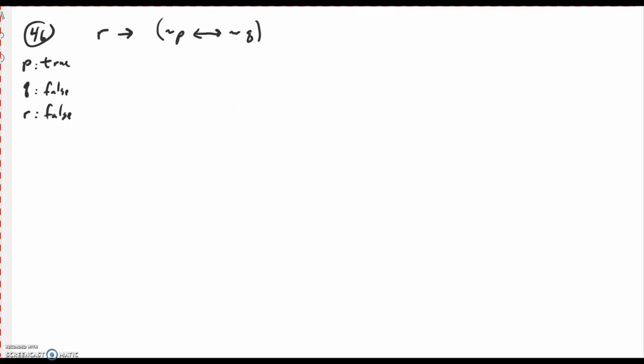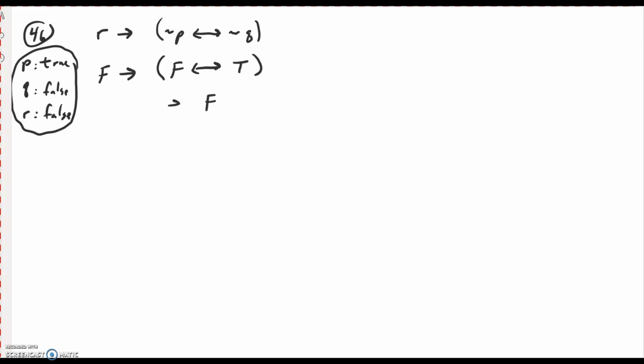Again, we're trying to avoid an 8-row truth table to answer this question when these specific sets of values are given for the truth of P, Q, and R. So we're going to try to fill in these things. So it looks like R, which is false, implies, and we have here not P, which is the negation of P. P is true, so this is false. We've got the double arrow, and not Q, the negation of Q is true. And so what do we have here? We have a biconditional amongst two things that are not the same, and so that is a false statement.